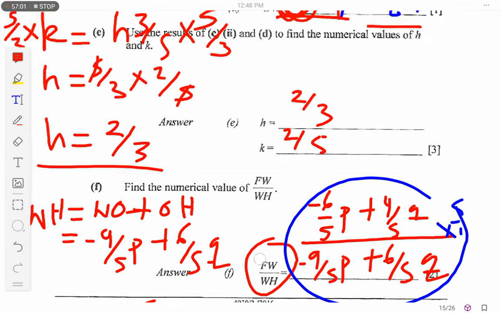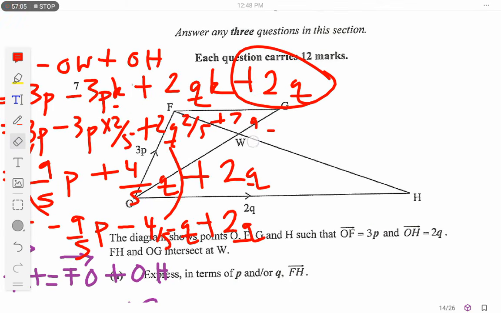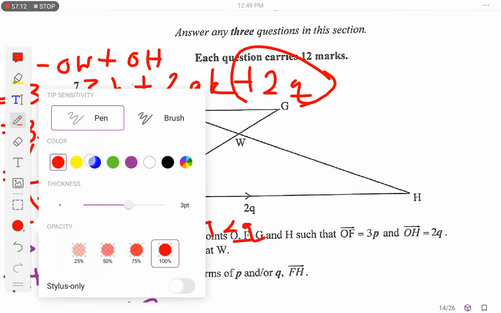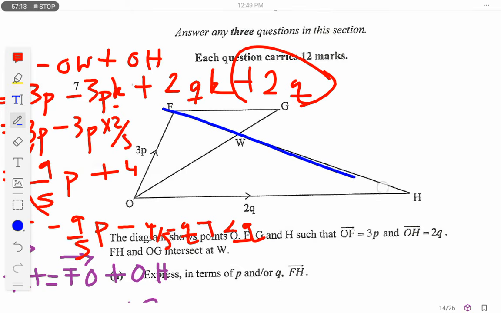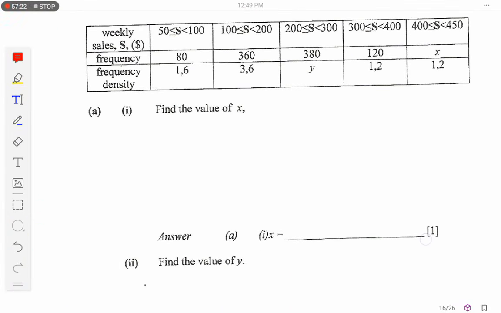And if we go to our diagram, you find out it makes sense that from this point here, let me show you the point. From FW, this is 2, this is 3. This makes sense. Okay, let's move on to the next question. This was the last part of the question.